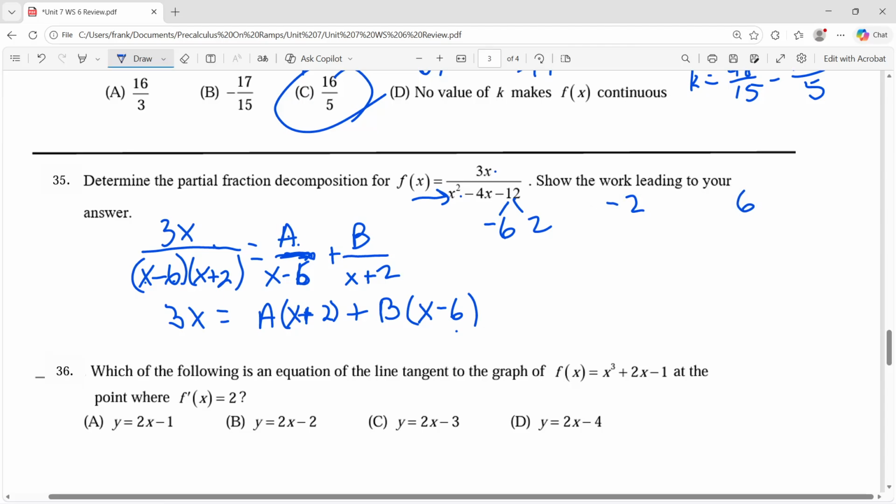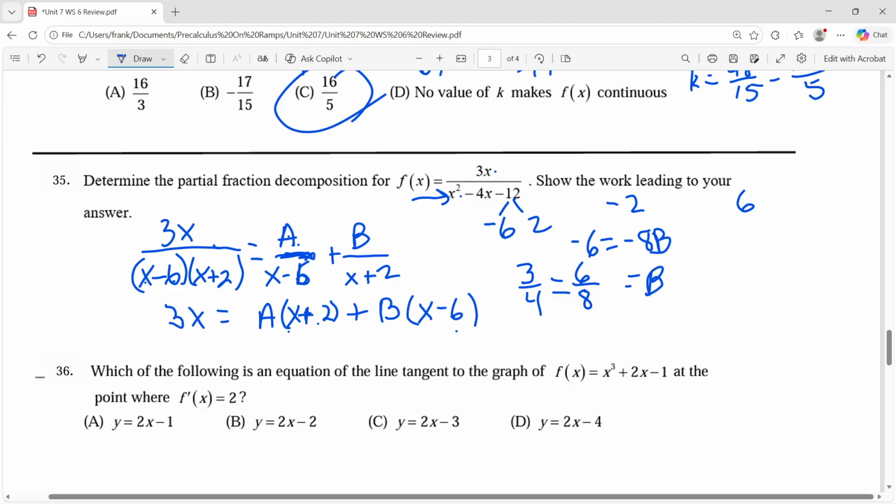So when x is minus 2, 3 times negative 2 is negative 6, equals negative 2 plus 2 is 0. That's going to go away. Negative 2 minus 6 is negative 8. So negative 8B. And so B equals 6 over 8. The negatives cancel. And that's the same as 3 over 4, dividing both by 2.